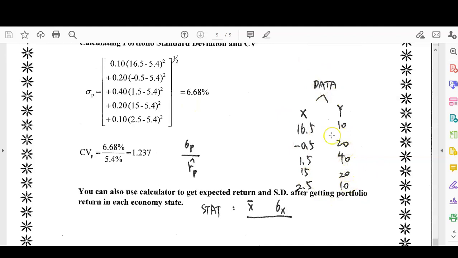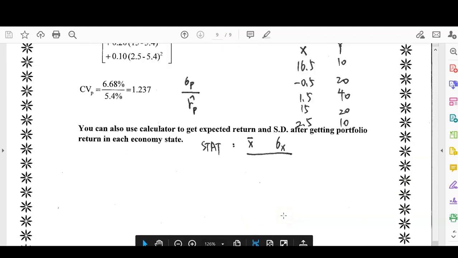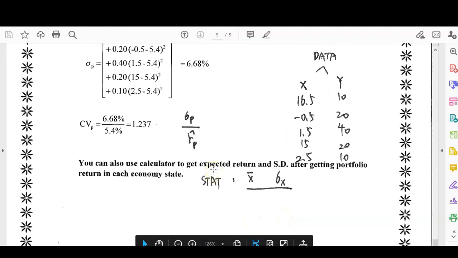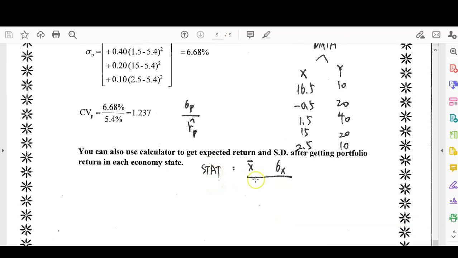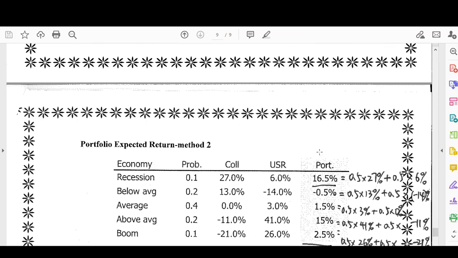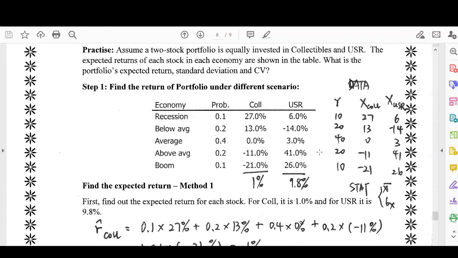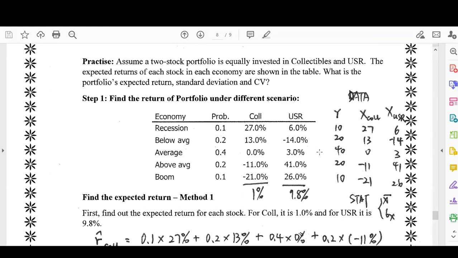Okay, we input these and we go to stats function. We calculate x bar and sigma x. Okay, remember we go to stats function. We make sure n equals to 100. We press down button, so we see x bar. Okay, that's expected return of the portfolio. We press down button twice and we see sigma x. Okay, I think I also showed here. Okay, so that's for portfolio return and standard deviation.